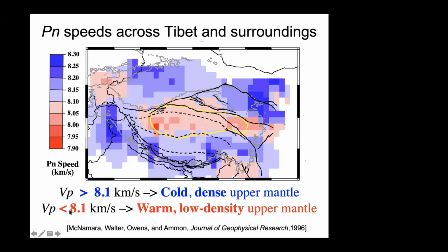And if it's slower than 8.1 kilometers per second, you have warm, low density upper mantle. Northern Tibet. Here, this is the Himalaya down in here. You'll recognize the boundaries of Nepal, the Tarim Basin in here, the Tian Shan. Northern Tibet has low speeds, southern Tibet has high speeds. So you have lateral variations in P wave speeds, lateral variations in the upper mantle.